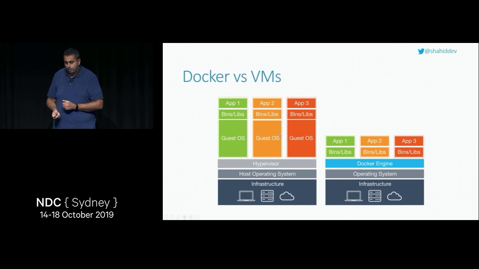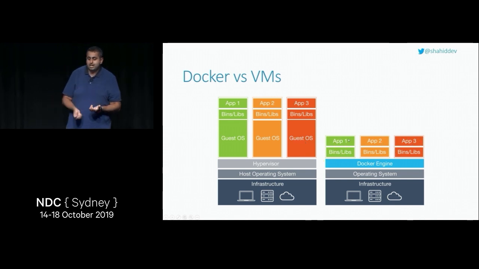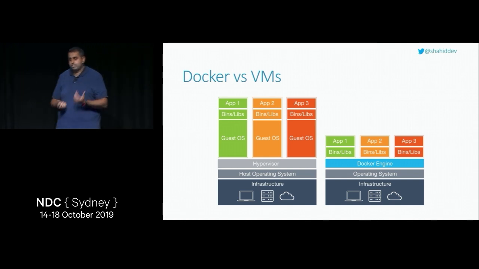When we look at the Docker world, we start with exactly the same. We have the infrastructure, we have the operating system, but now we have this Docker engine. The Docker engine is essentially doing the work of the hypervisor, but not to quite the same extent. Now we have our application code and our binary libraries as before, but you can see we're not duplicating the operating system every time. So it means our containers are smaller, and therefore they're quicker to start and easier to move around.